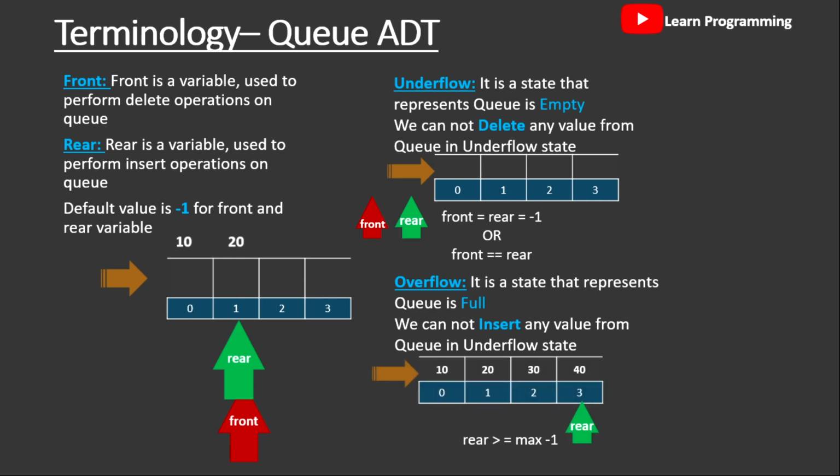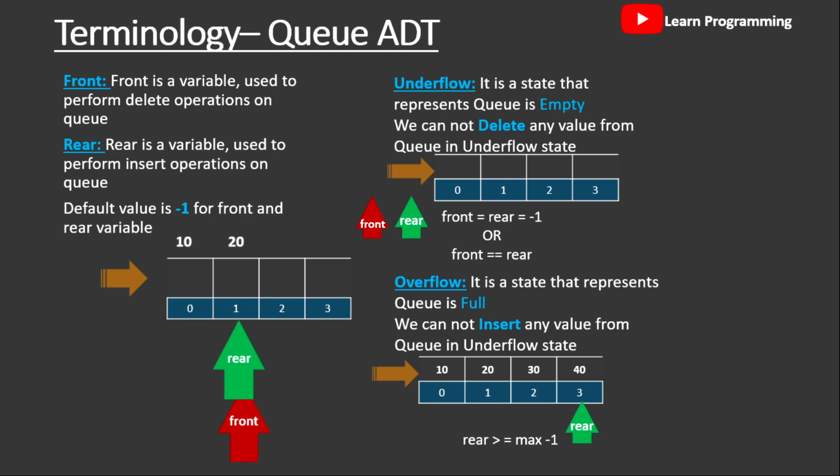So you can see that here the queue is completely full, that we have 0th index 10 and we have first index 20 and then 30 and then 40. Here the rear position is pointing to index 3, which is the maximum index that a queue can have in this particular example. So this condition we use for checking the overflow state. The condition goes like this: when rear value is greater than or equal to max minus 1, where max is the constant variable which we take to define the maximum number of elements we can store in a queue.